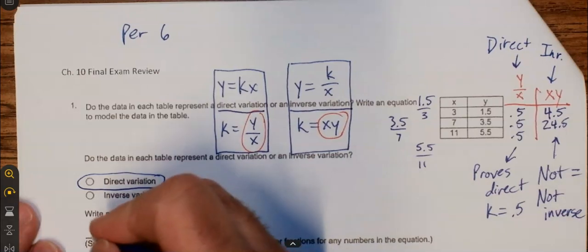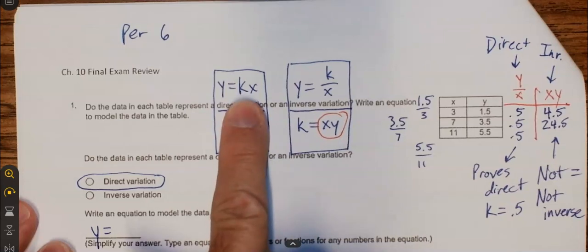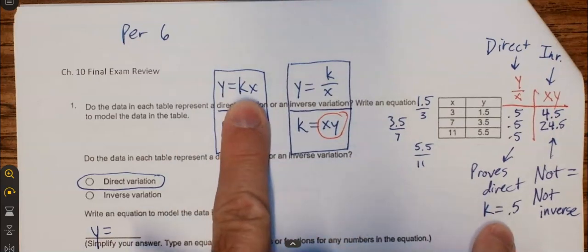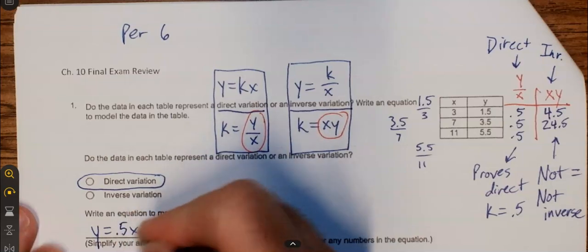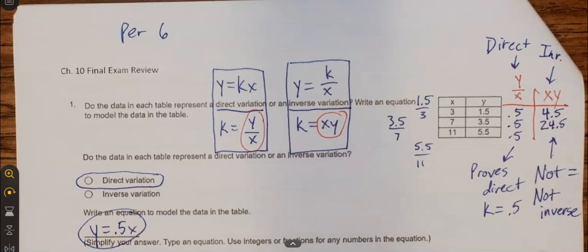Now, we have to write our equation. Well, we know it's supposed to look like this, y equals kx, and we know that the k value is 0.5, so put them together. And what do you got? Y equals 0.5x. Any questions on that?